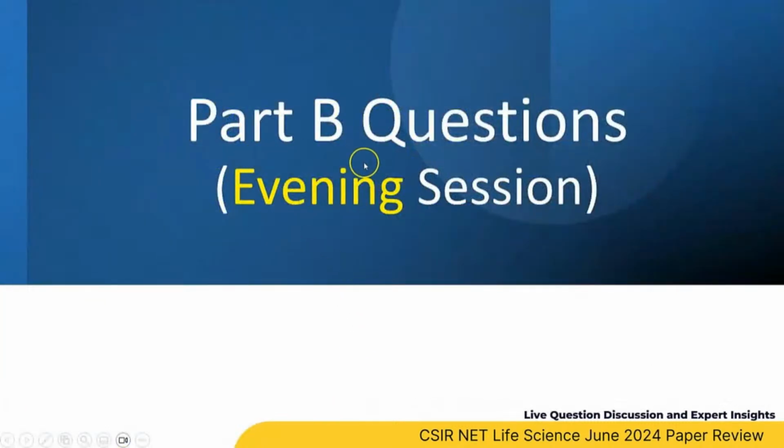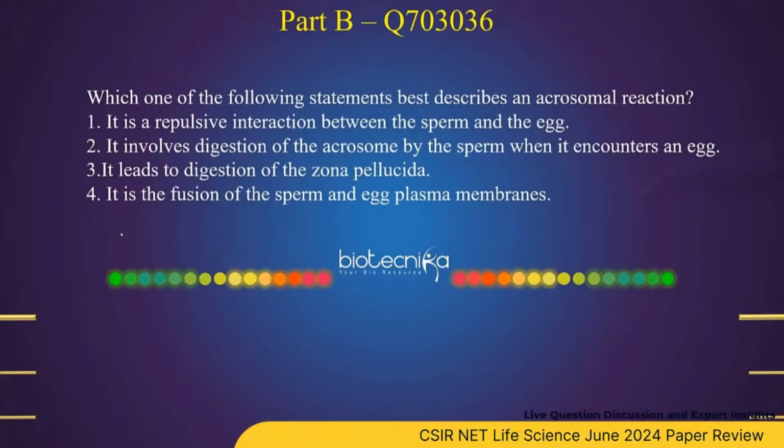So yes, moving on to the part B questions of the evening session. How many were from the evening batch? So morning batch students, did you find this helpful? Could anyone of you clarify why your question went wrong? Okay, so let's move forward to the evening batch questions.